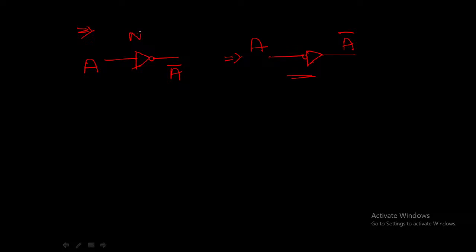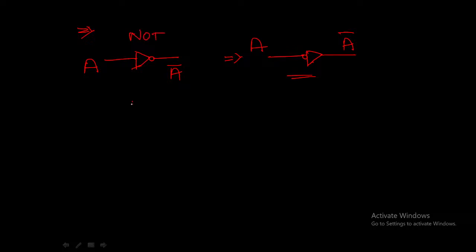From this we can come to a conclusion about the NOT gate. What is the alternate representation of this NOT gate? If the input is A and the output is A bar, the alternate representation of the NOT gate is a bubble at the input. So a bubble at the output is equal to a bubble at the input. These two are the same representations. This is the normal representation of the NOT gate and this is the alternate representation of the NOT gate.